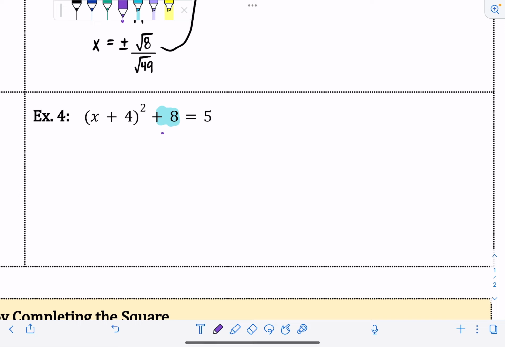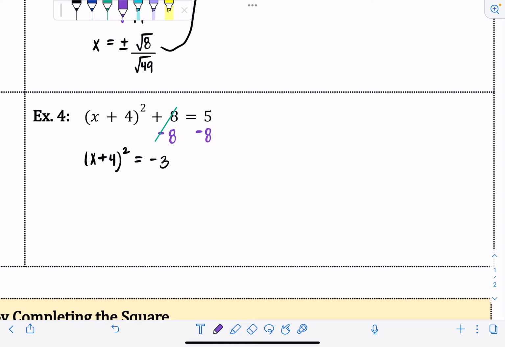I'm going to go ahead and subtract 8 from both sides to cancel the plus 8. So I'll bring down my (x plus 4) squared, and then 8 minus 8 cancels out, and then I have 5 minus 8, which is negative 3.